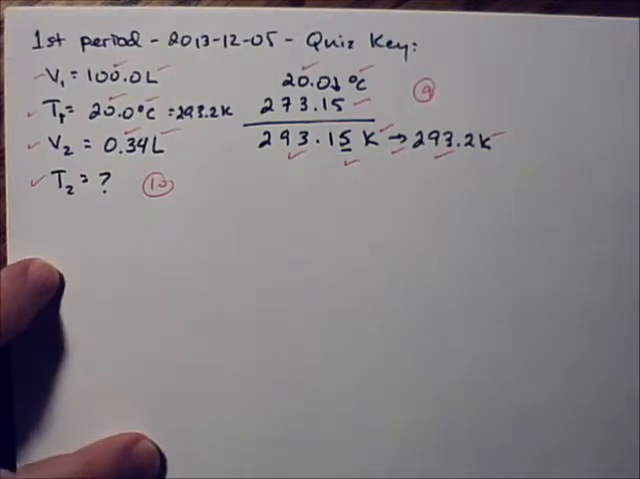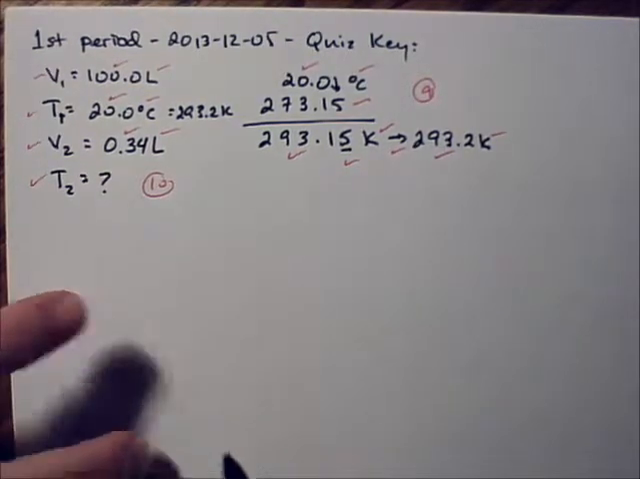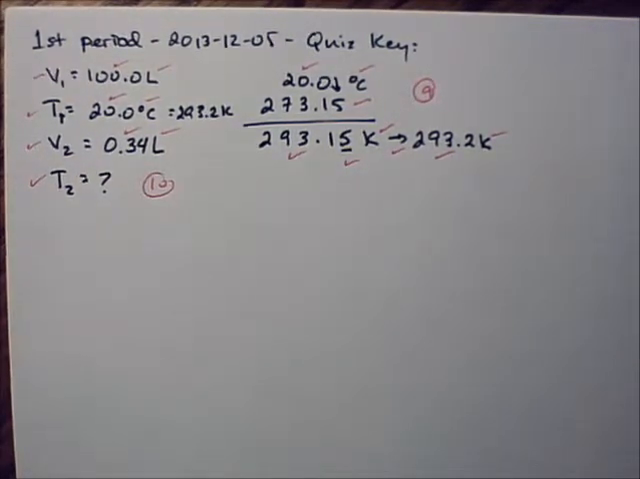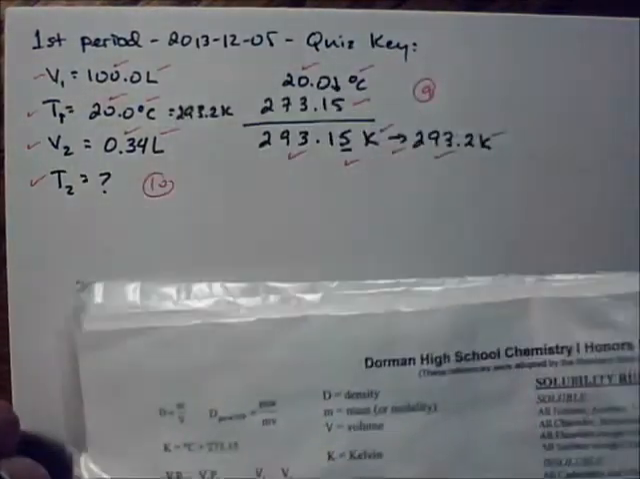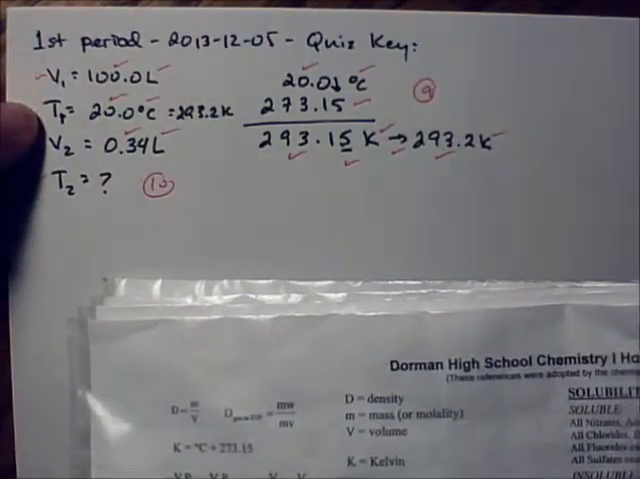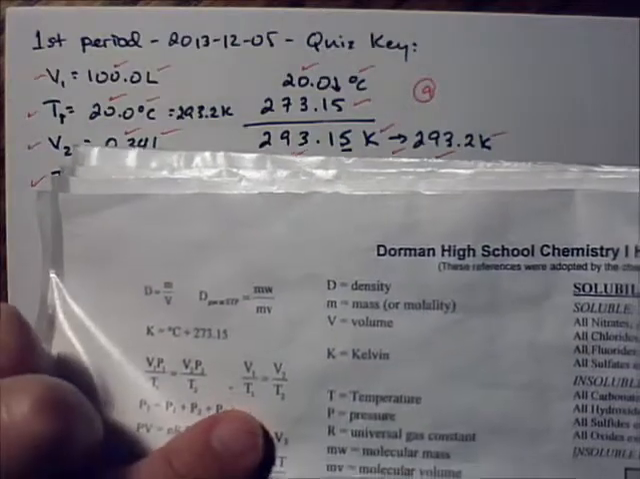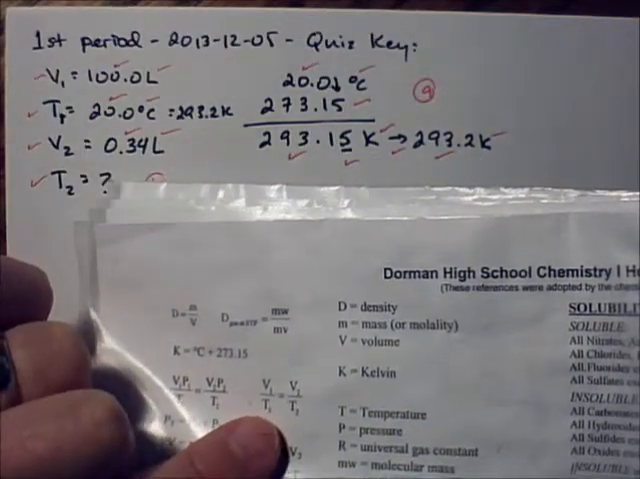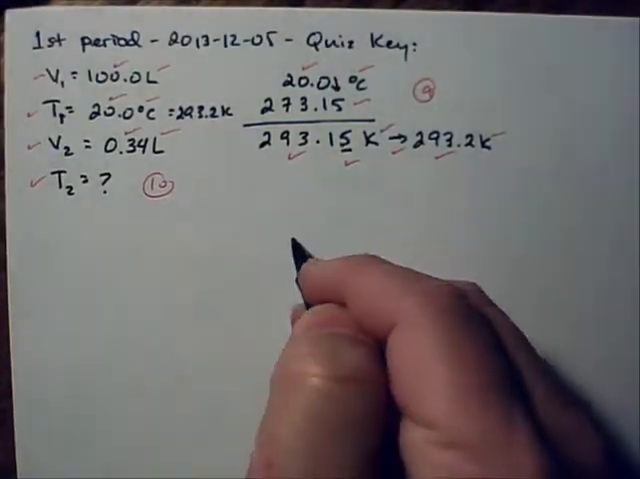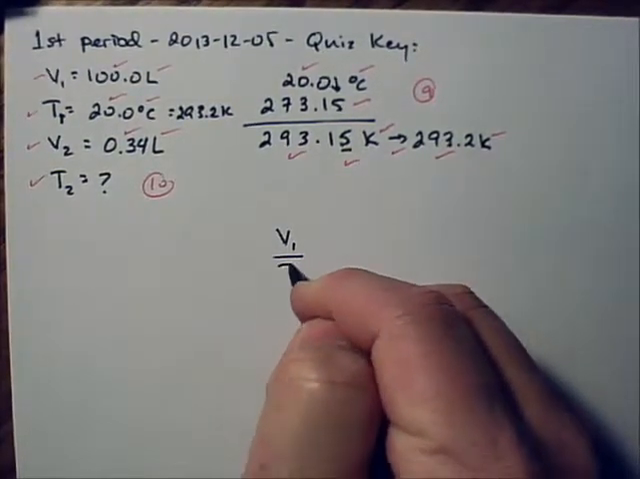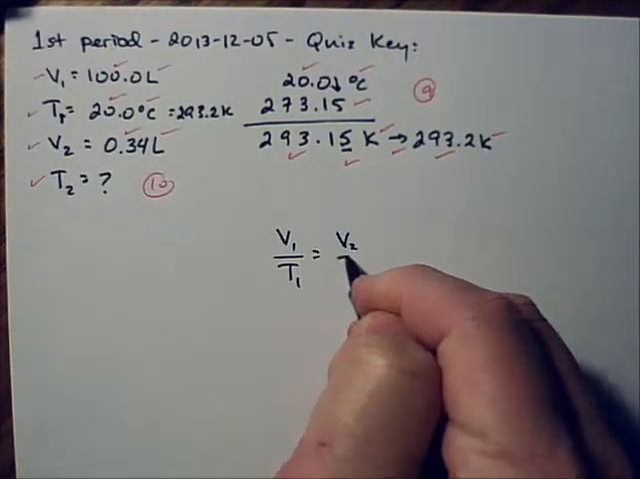Now, we want to choose the equation that best fits the solution to this problem. If you didn't remember, you were allowed to use your test references, and the equation you're going to need that has volume 1, temperature 1, volume 2, temperature 2, is this one right here. It's Charles' law. So that's what we're going to write down here to solve the problem. V1 over T1 equals V2 over T2.